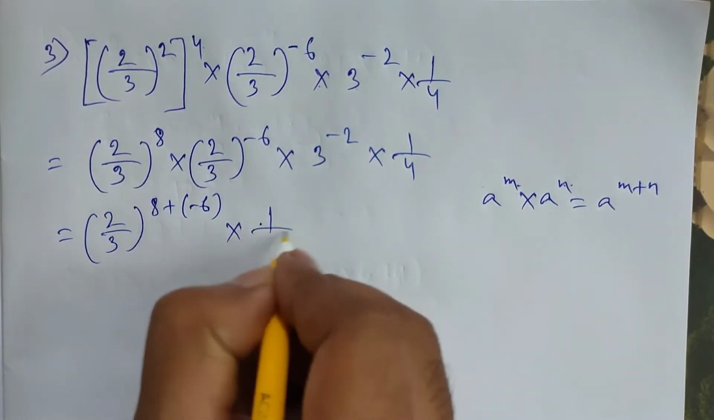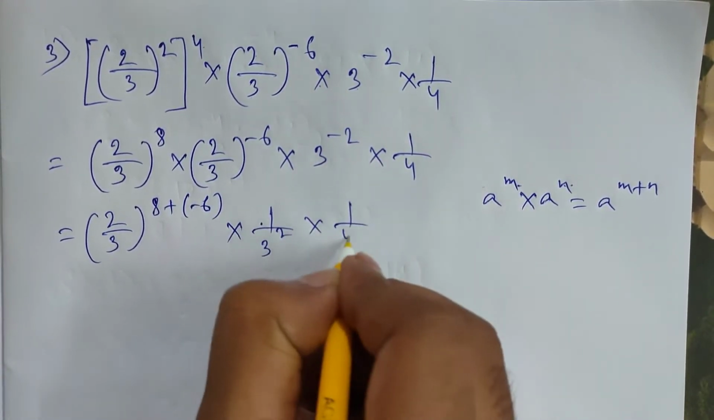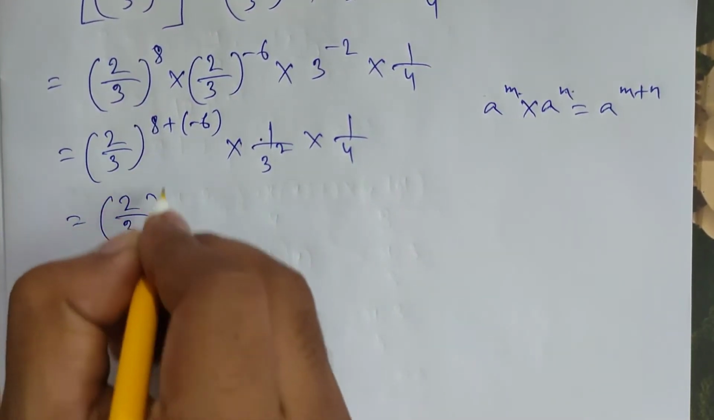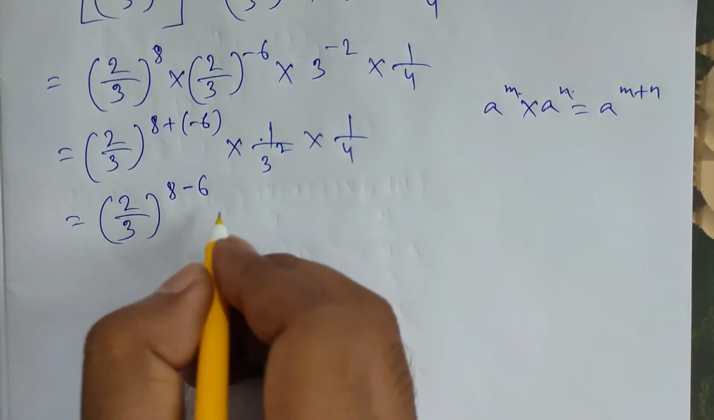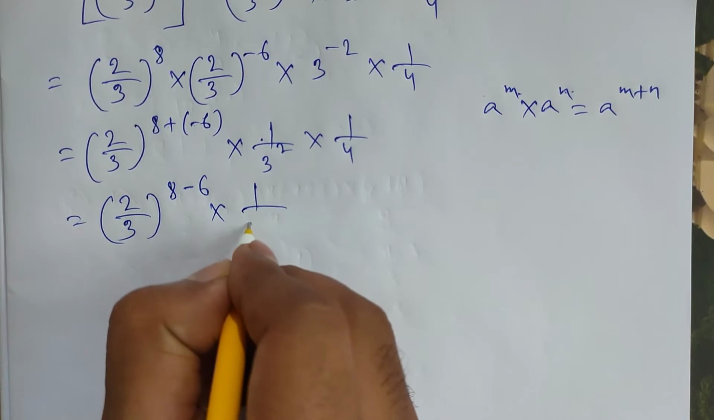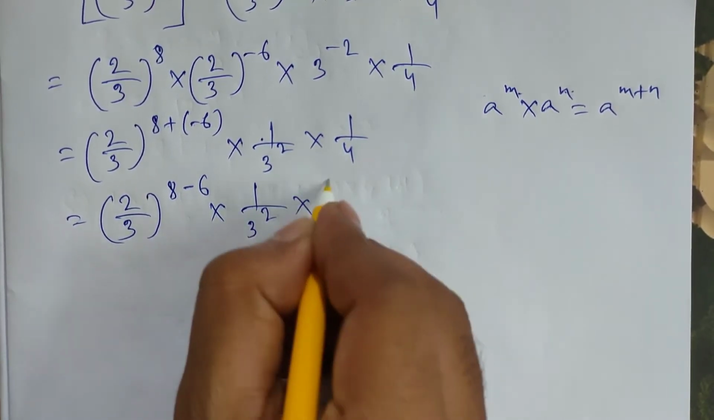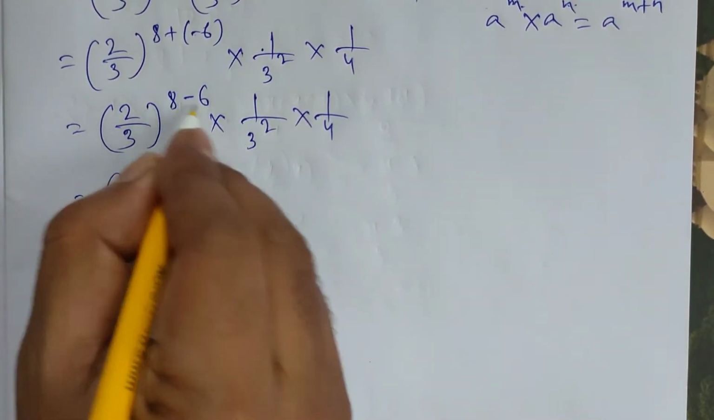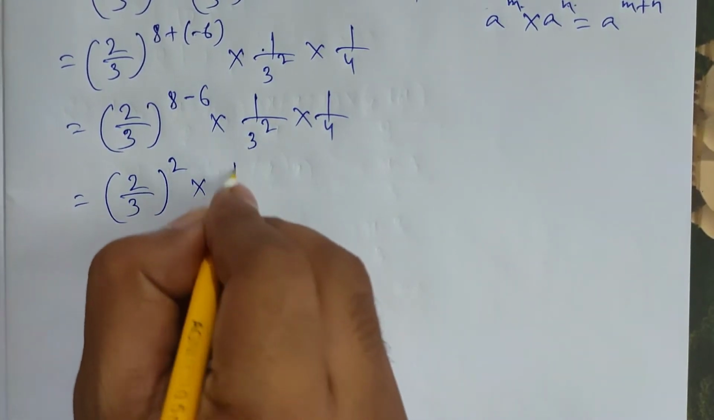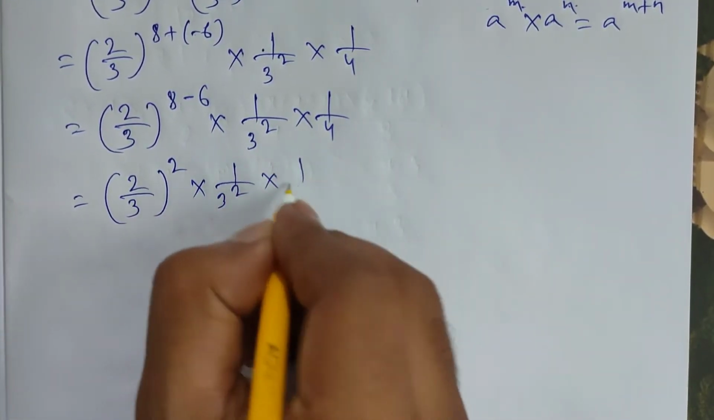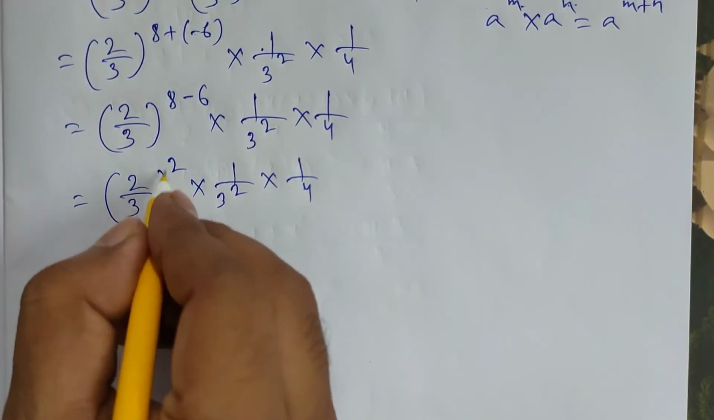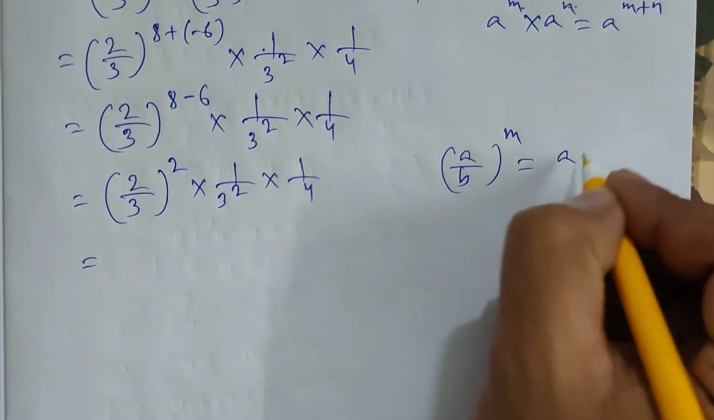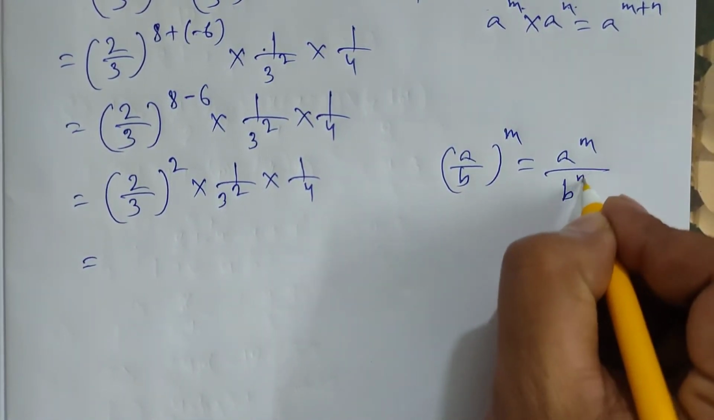3 to the power minus 2 means 1 by 3 square, multiply 1 by 4. So 2 to the power 8 minus 6, multiply 1 by 3 square, multiply 1 by 4, equal to 2 square. So here is the formula: (a/b) whole to the power m means a to the power m by b to the power m.